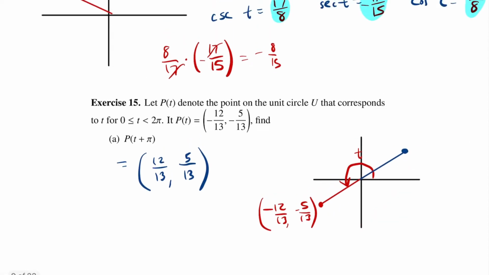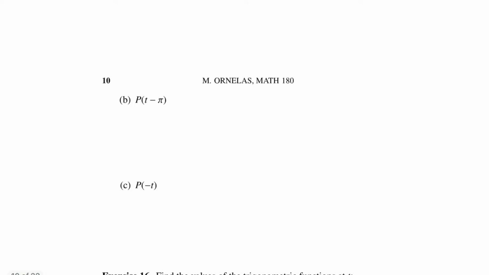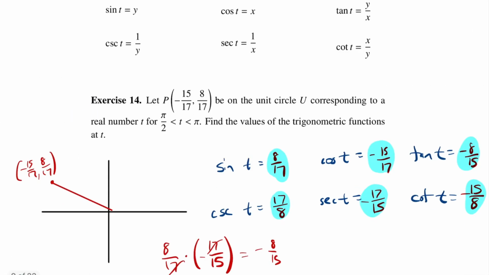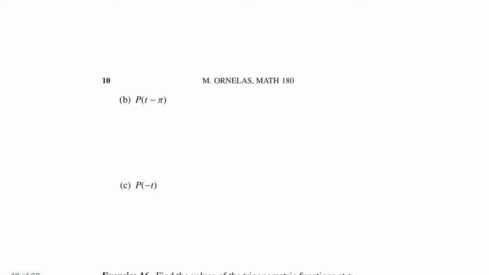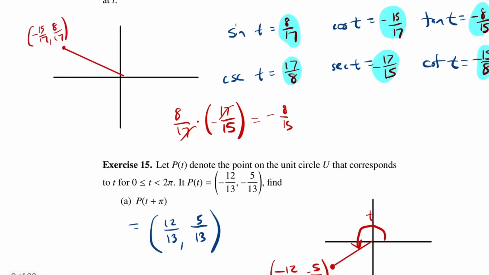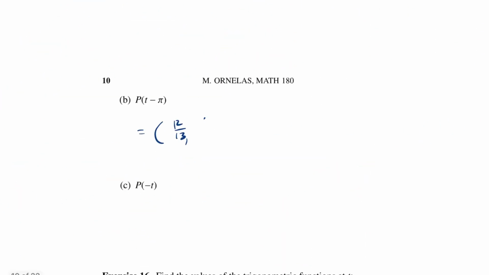Let's do the next problem. This time we're subtracting pi instead of adding pi. So if we go back to the same picture, I'm going to erase this. And now we're going to go from the terminal side. We're going to go negative 180. So we're just going to go the clockwise direction. And guess what? We're in the same exact location. So the answer is going to be the same. It's going to be 12 over 13, comma, 5 over 13 once again.